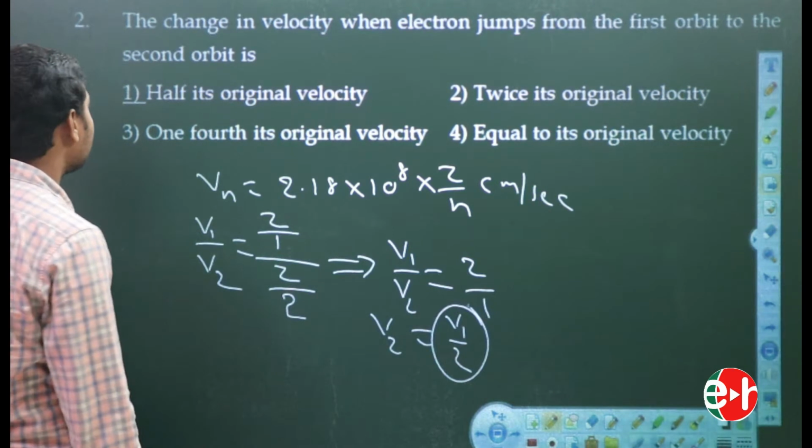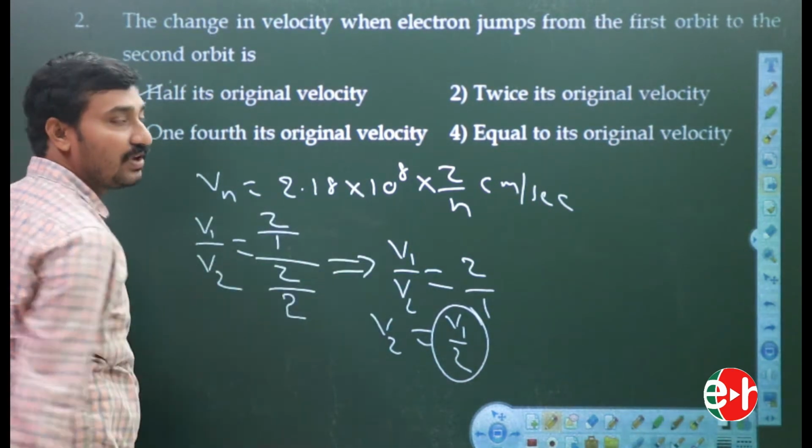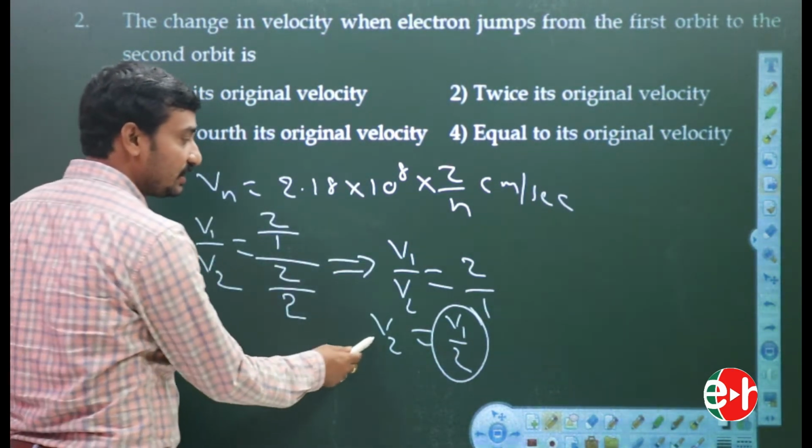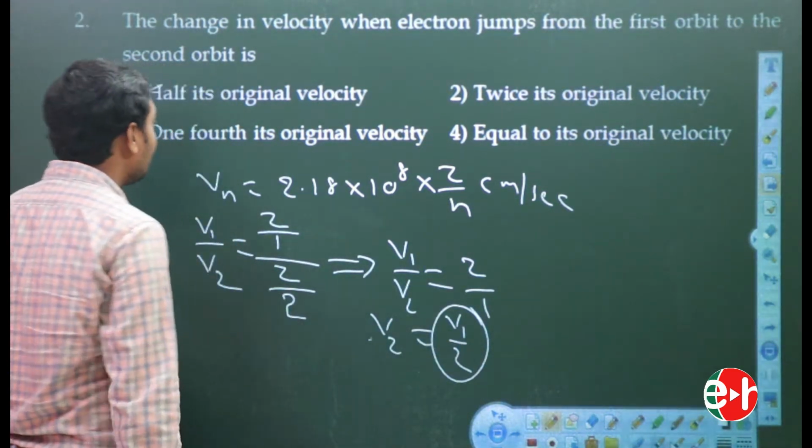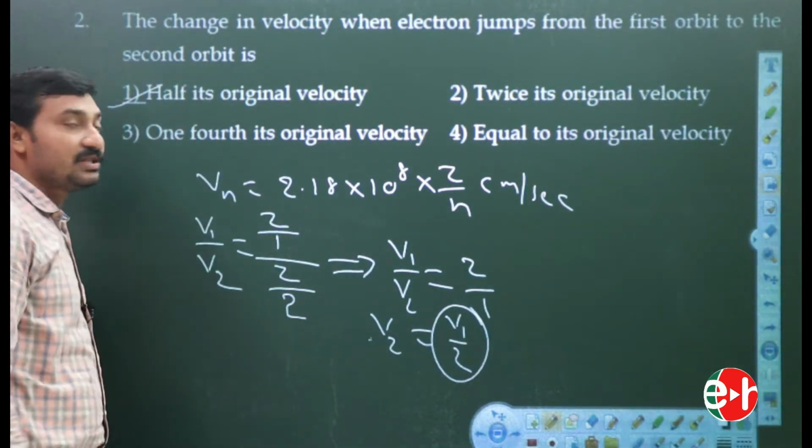Then what is the right answer? Half of its original velocity, because v2 is equal to v1 by 2. That's why the velocity will become half. Half of its original velocity is the right answer.